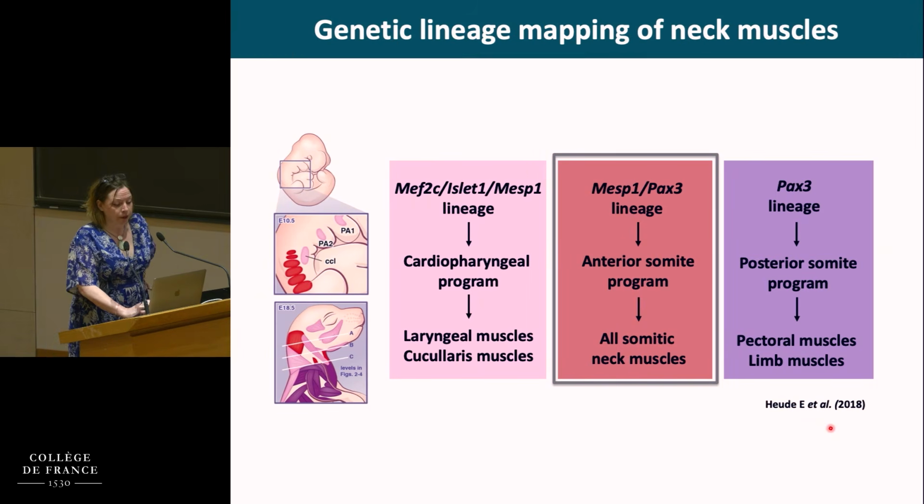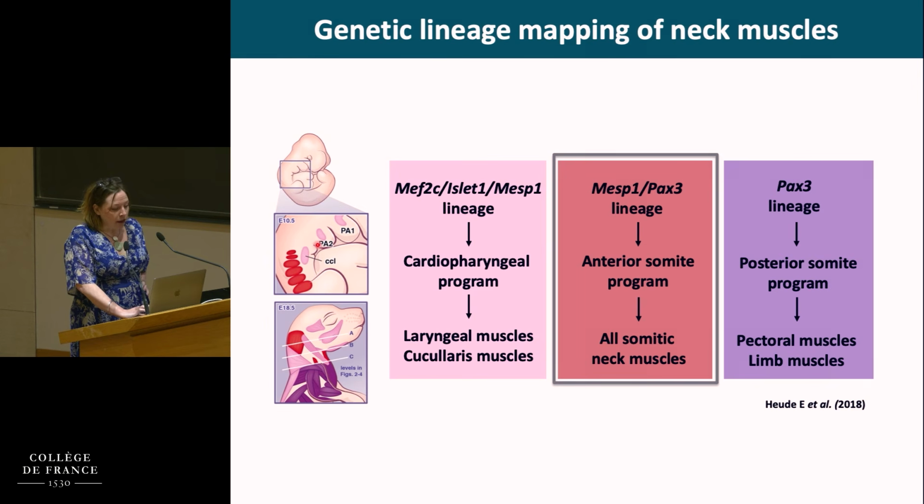So these slides present the major results we obtained, and unexpectedly it revealed that 3 distinct myogenic programs are involved at the neck-pectoral level. On the scheme, you can see here the future neck region in an early embryo and fetal mesodermal derivatives. In pink are shown the muscles derived from the cardiopharyngeal mesoderm involving MEF2C, ISL1, and MESP1 lineages.